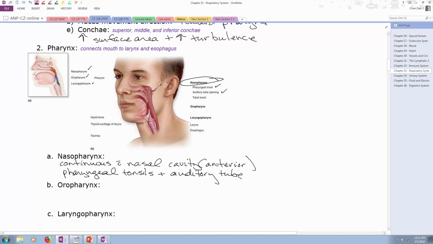And you remember the auditory tube has a couple of names, right? Pharyngotympanic tube, eustachian tube, all of those are the same as the auditory tube.